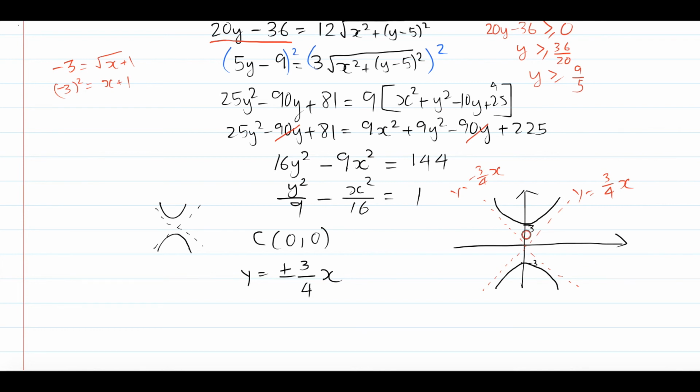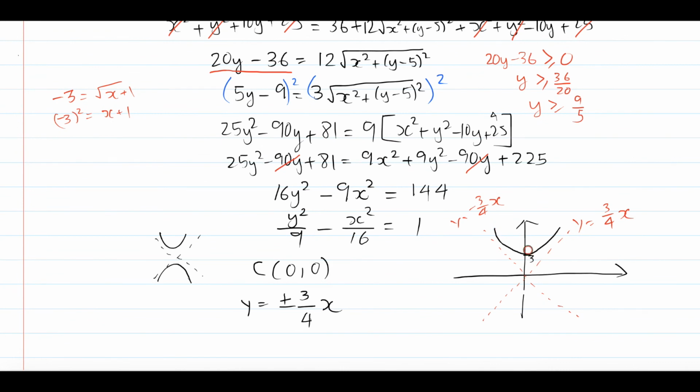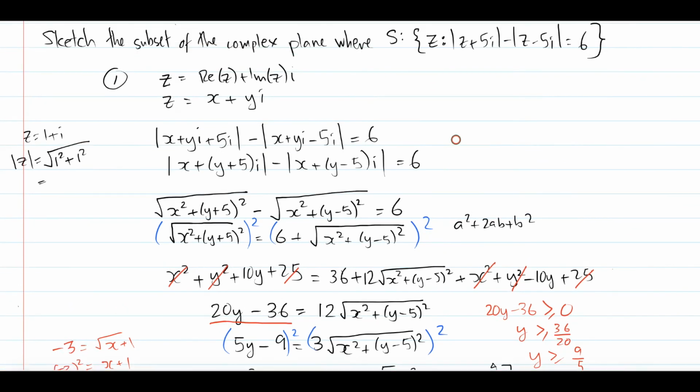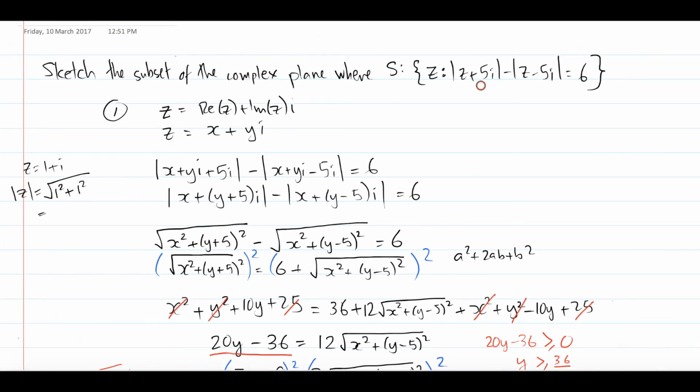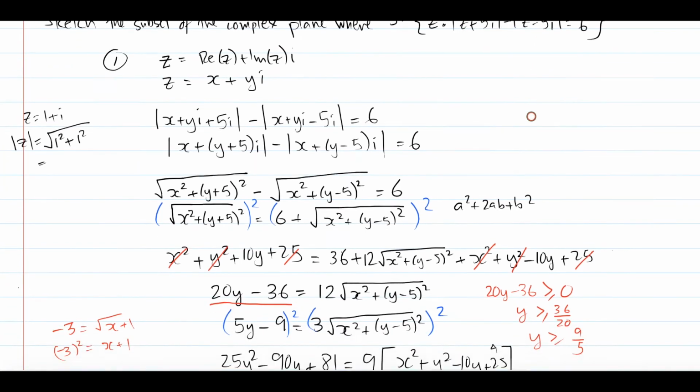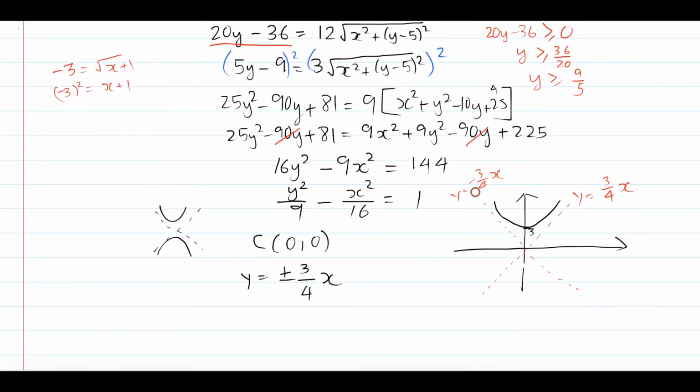If you want values bigger than that, we can only take the top part. That means the bottom part of our graph, we should not be sketching that. So just rub that out. Once you rub that out, you get your graph, and that's what your graph should look like for this equation, this subset z. So mod z plus 5i mod minus z minus 5i equals 6, and that's all.